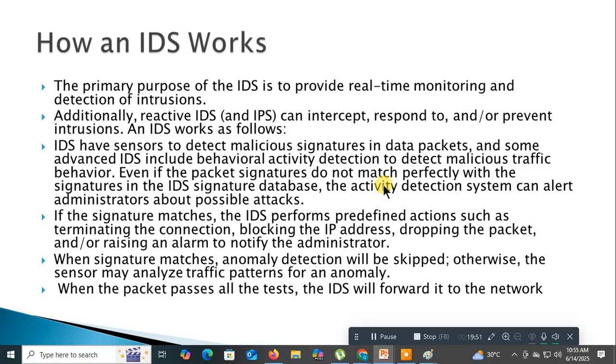The primary purpose of the IDS is to provide real-time monitoring and detection of intrusion in the system. And additionally, reactive IDS and IPS can intercept and prevent the intrusion also. How does the IDS work? IDS having sensors. What is that? IDS having sensors.